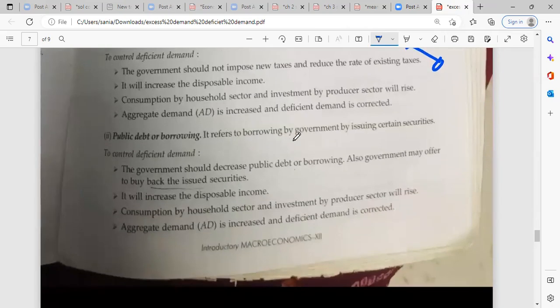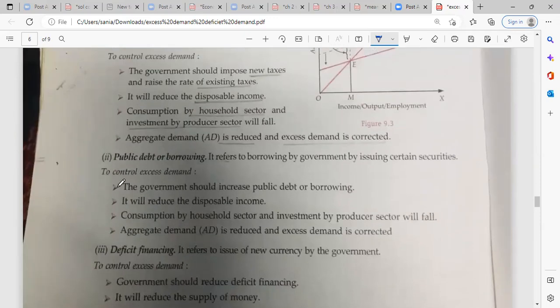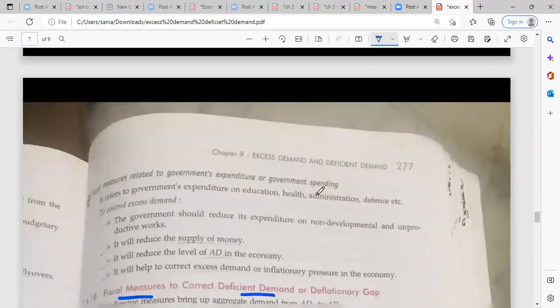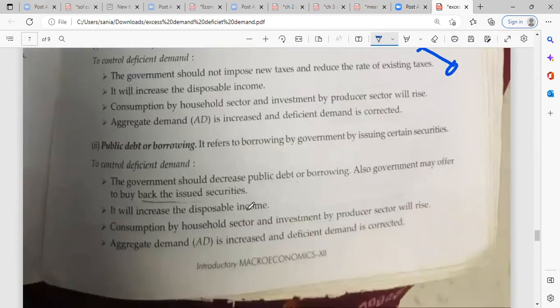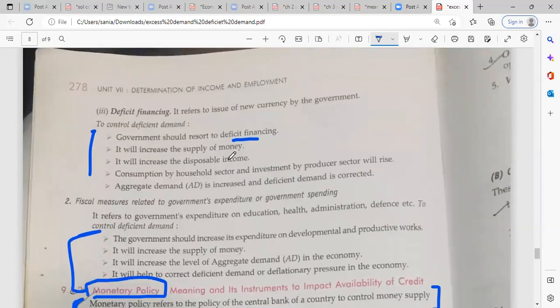So now public debt. Whatever you did in the previous one, over here, see public debt. The government should increase public debt. When they increase the public debt, what will happen? More of the money will go in purchasing things and paying interest, right? But here it is deficit demand. So what is the government going to do? The government should decrease public debt or borrowing. Also, the government may offer to buy the issued security, and because of this, the government decreases it, right? So of course people have more money. Consumption of the household sector and the investment by the producer will rise, aggregate demand is increased and deficit demand is corrected. Okay.